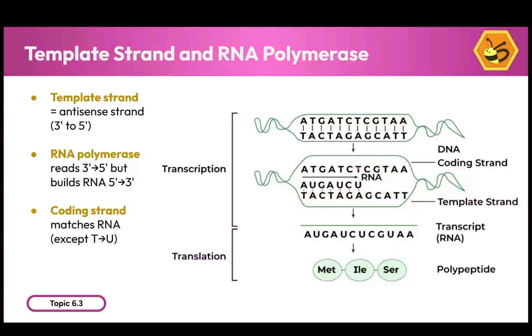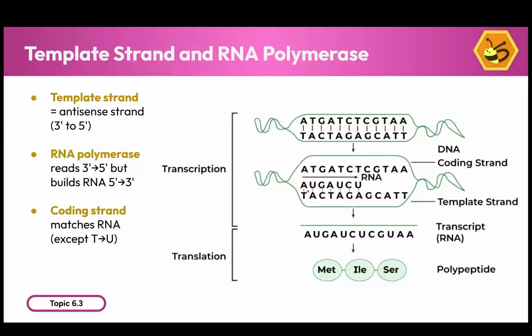This is the coding strand. The coding strand is the non-template strand, the strand that is not being read. Again, the coding strand, despite its name, is not the strand being read. It will match the RNA sequence, except that all thymines are replaced with uracils. And here is why it matches the RNA sequence. As you can see right here, this is the coding strand, and this is the RNA. It matches it exactly, except T is replaced with U.